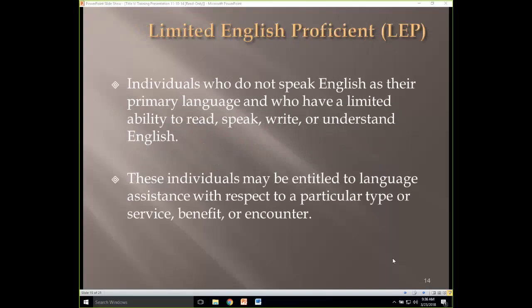So individuals who are limited English proficient do not speak English as their primary language and have limited ability to read, speak, write, or understand English. These individuals may be entitled to language assistance with respect to a particular type of service, benefit, or encounter.